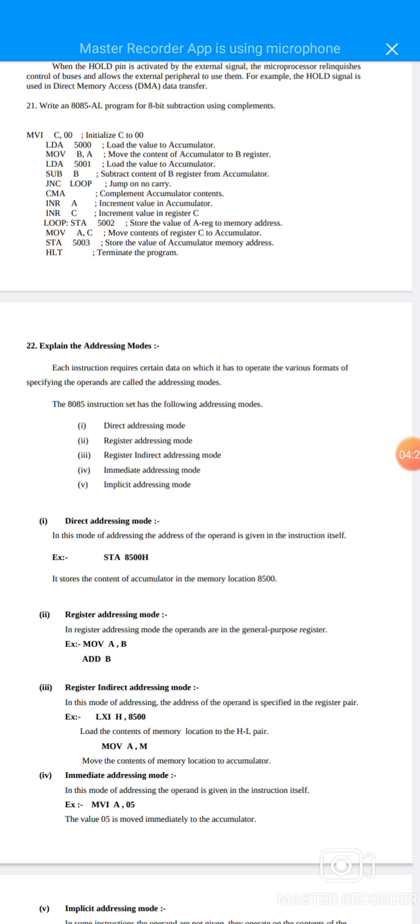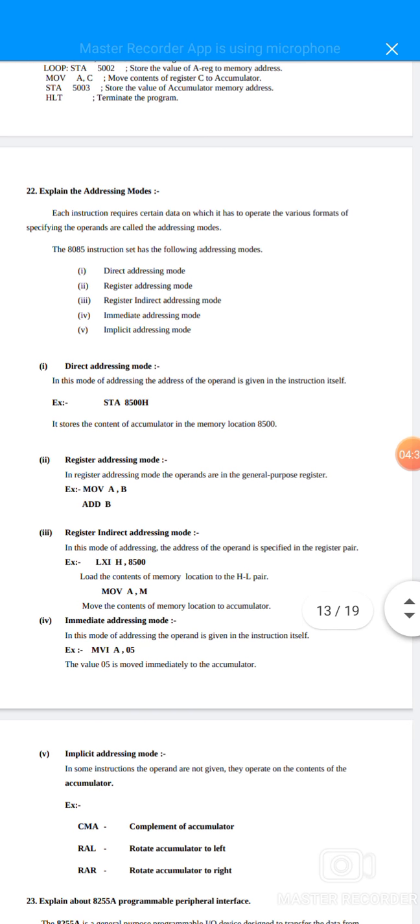STA 5003: store the value of the accumulator at the memory address. HLT: terminate the program.